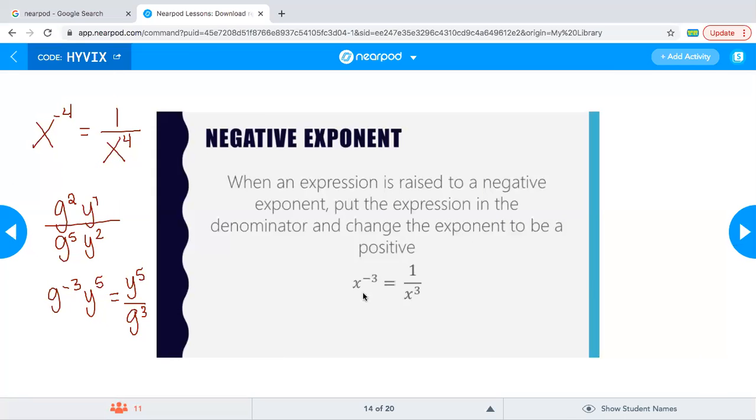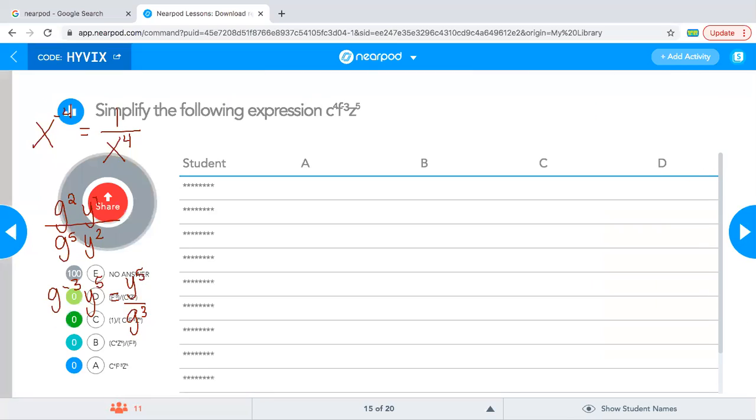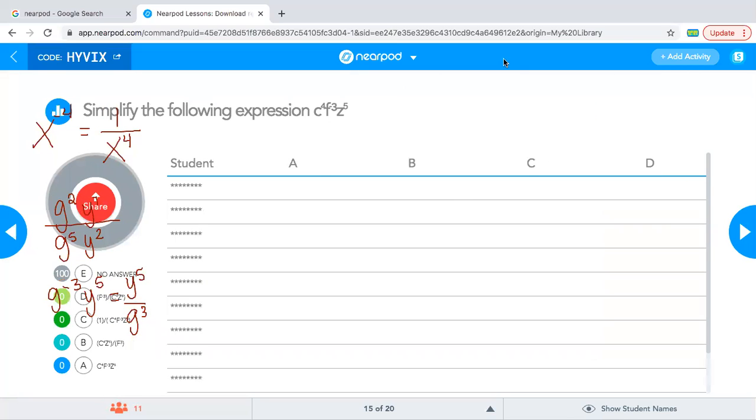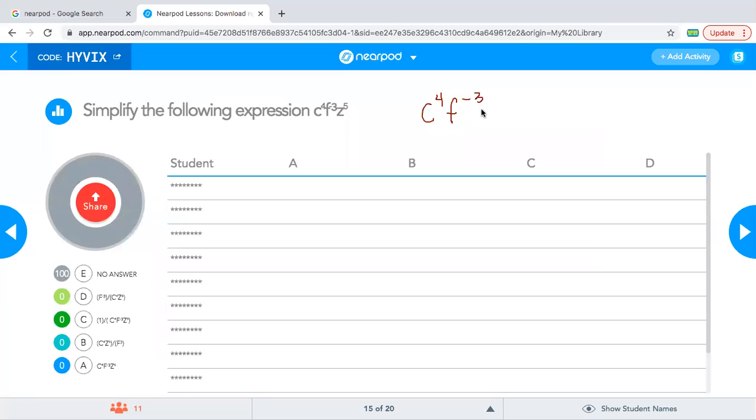Here I have x to the power -3. That will turn into 1 over x to the power of 3. All right, let's see if we understand. This says c to the power of 4, f to the power of -3, z to the power of 5. Simplify. That is not all the way simplified because there's a negative exponent.